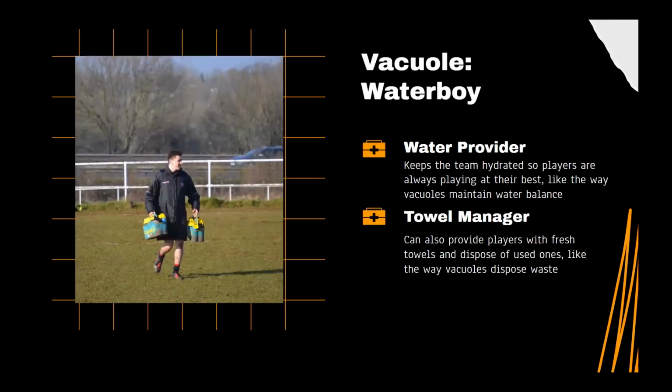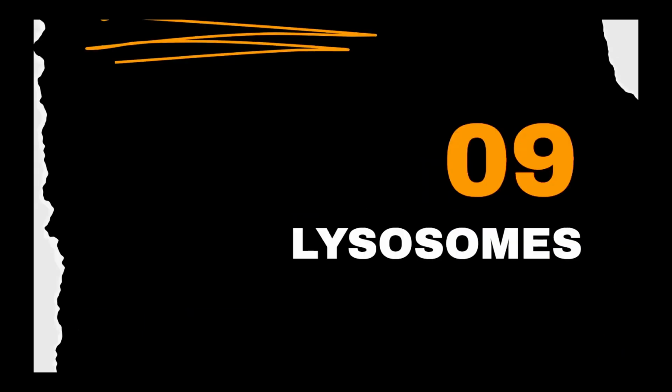So the water boy is very similar to the vacuole. It provides water, like in the plant cell, giving the players their water, and it helps them maintain their performance. And they also kind of act like a towel manager, which means they get rid of the used disposed towels, just like how the vacuoles dispose of waste in the cell.